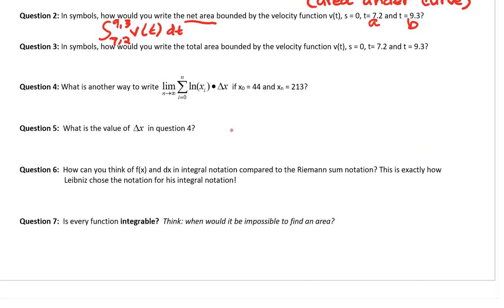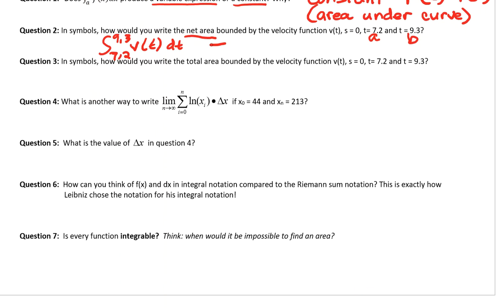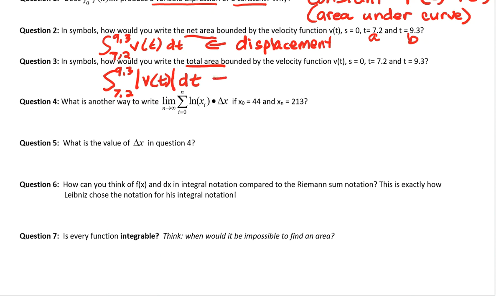So do not use absolute value if you want the net area. So remember what this would give you is displacement or net distance. If we did the total area under that velocity curve, when we do the absolute value, then we would be finding the total distance. And that's an important point that you'll want to remember for application problems.